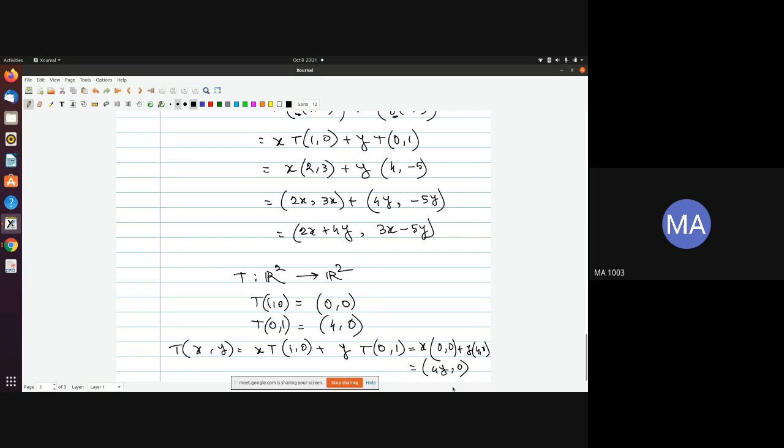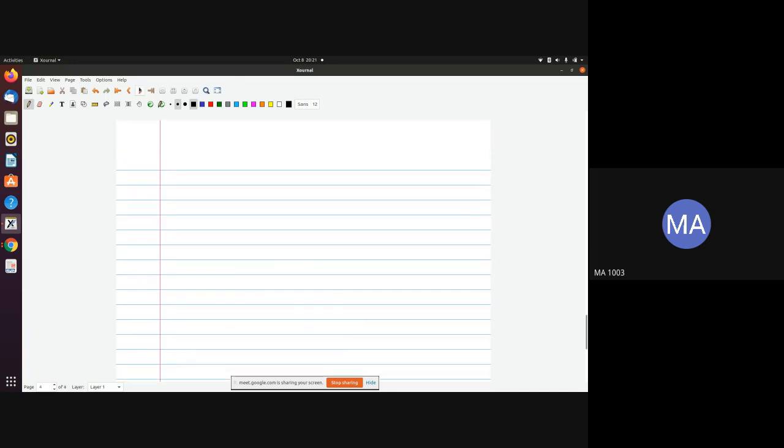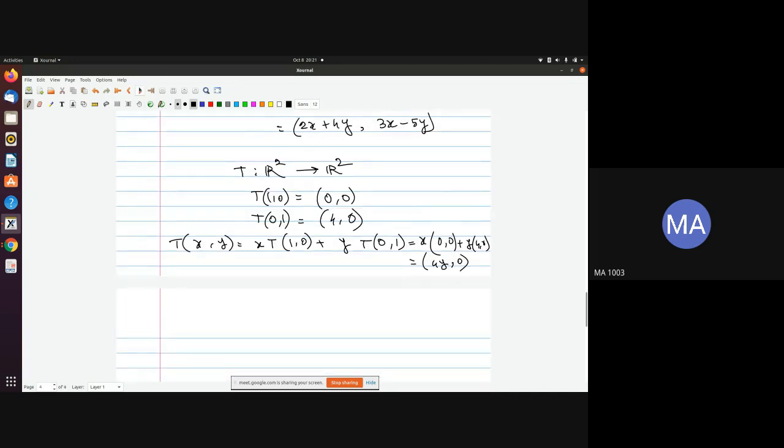Now can someone tell me, if I take both the images 0, 0, what will be my linear transformation? 0, 0. So it is a zero transformation. Every element is going to 0. Now the nice thing is, here I have taken the standard ordered basis.